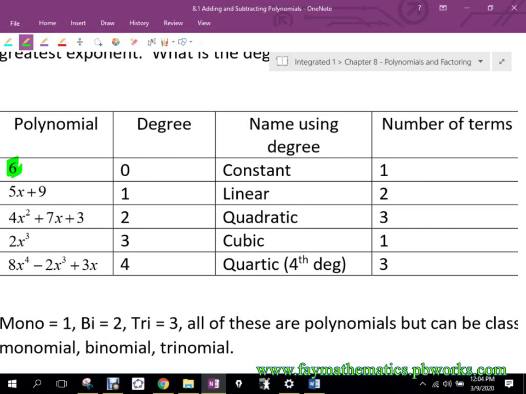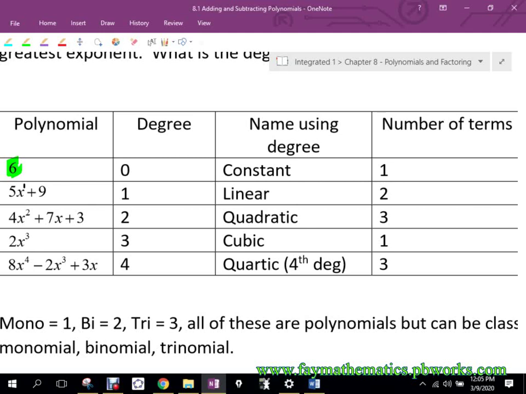Now, if I look at the next one, 5x plus 9, what is the exponent for that x? 1. Okay? So that's a degree 1. If we were to graph 5x plus 9, what type of shape are you going to get? Like if I say y equals 5x plus 9, you're going to get a line. So instead of calling it constant, you see that our name for that degree is called linear. Because the result is a line.